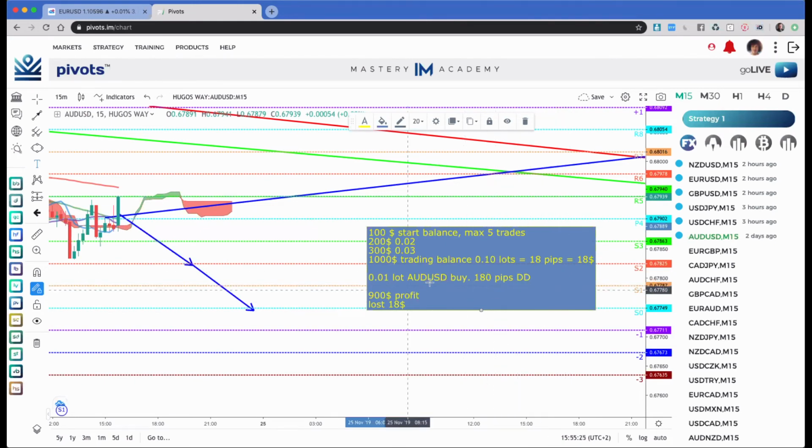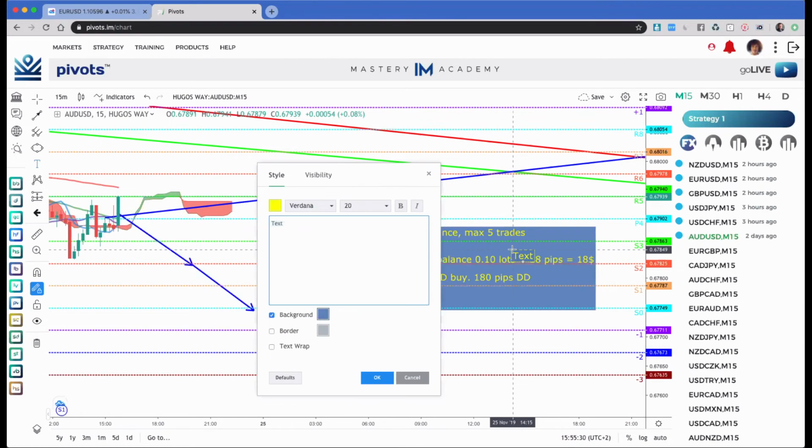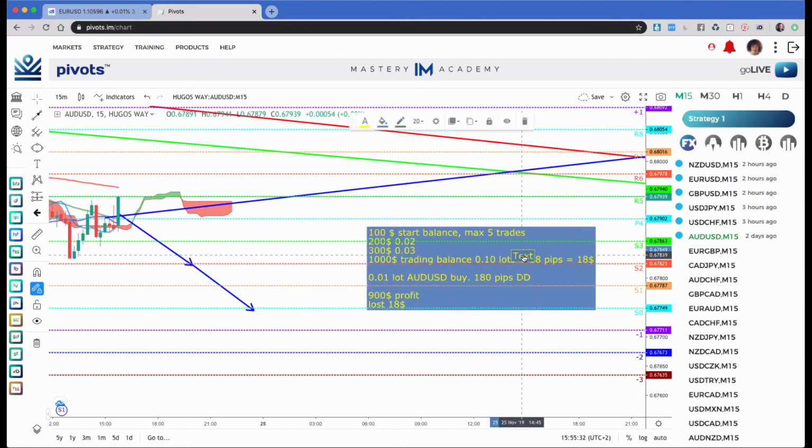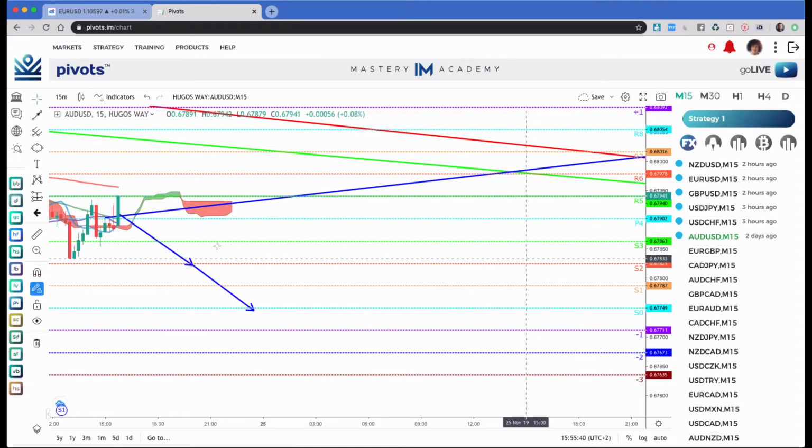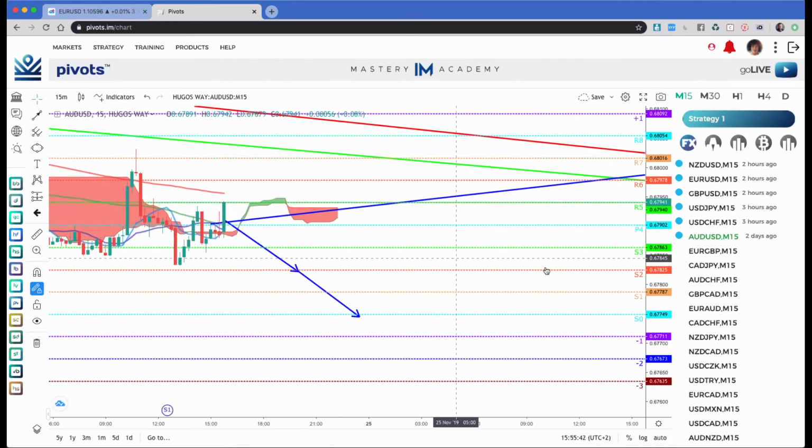All right, guys, so I really hope you understand this compounding effect. Keep trading the same balance, build it up, and get out of your losing trades. You don't have to hold them forever. Just get out of your losing trades.